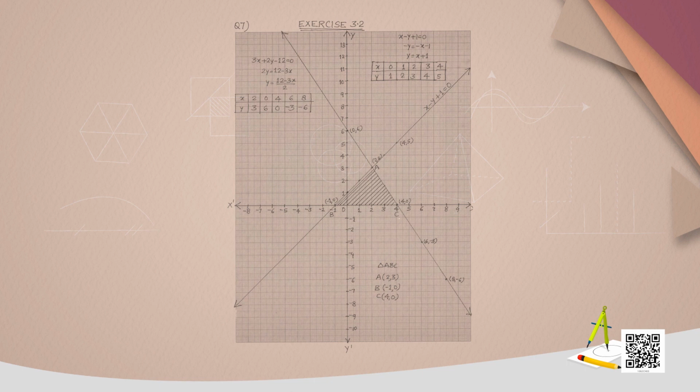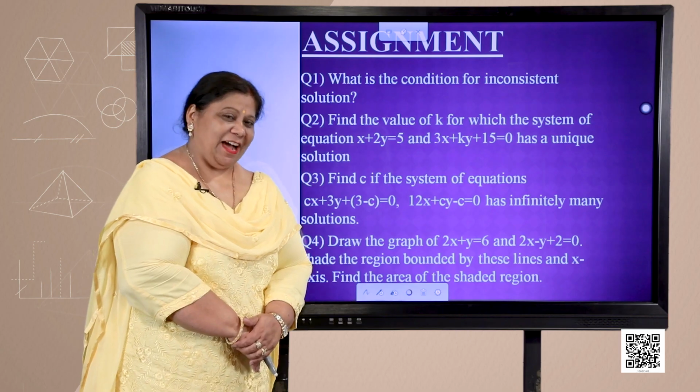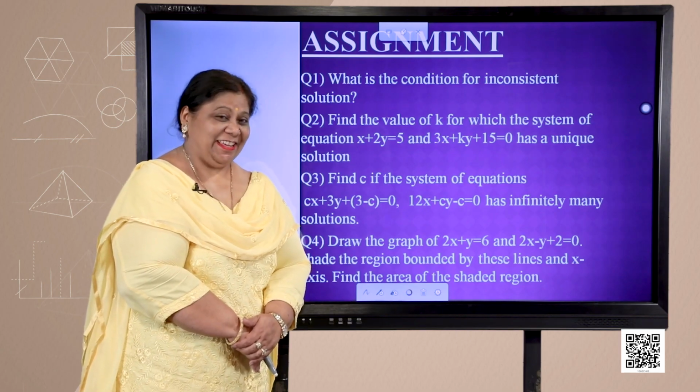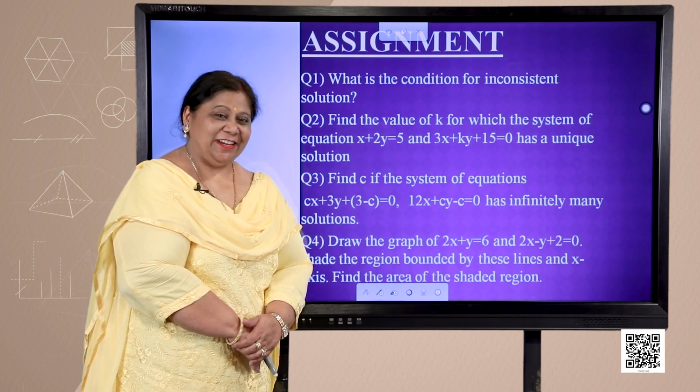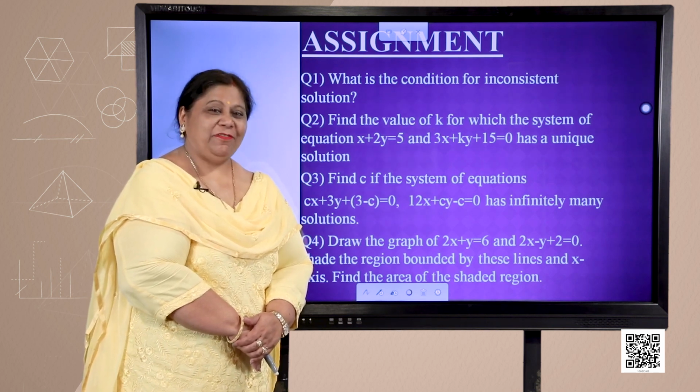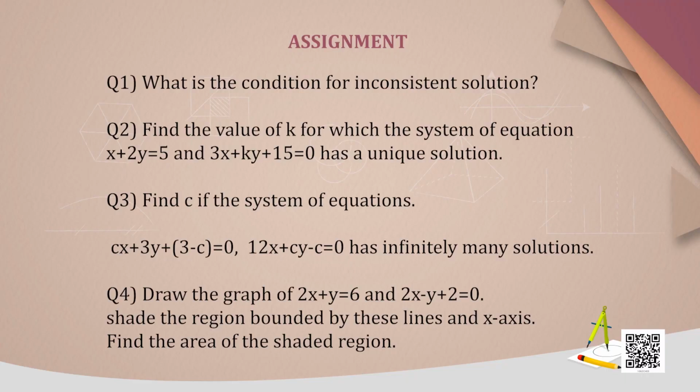Now, it is time for our assignment. So, students, after finishing this exercise, I think it is time for taking down the assignment. Question number 1, what is the condition for inconsistent solution? Next, find the value of k for which the system of equation x plus 2y is equal to 5 and 3x plus ky plus 15 is equal to 0 has a unique solution.